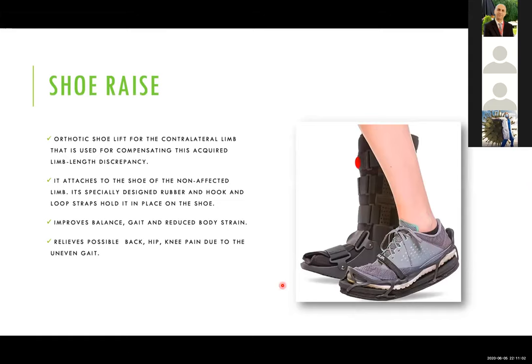Okay, so if we put on one of these casts, it's very important, and I've hardly seen this, to use a device called a shoe raise, to prevent our patients from having future issues like back pain, knee pain, or hip pain. It will improve the balance, reduce the body strain as well, and compensate for this acquired leg length discrepancy.